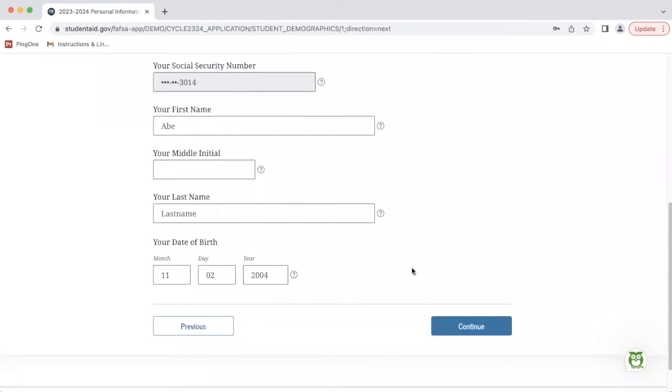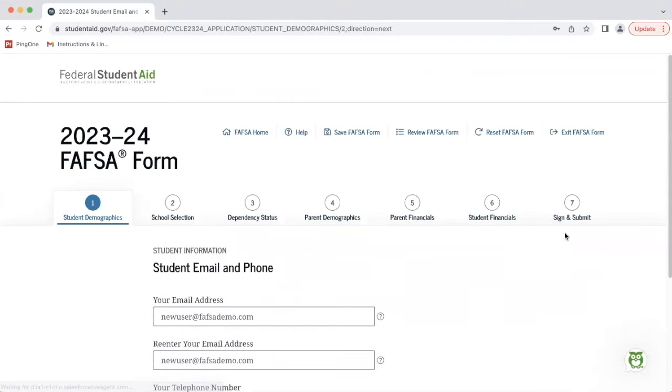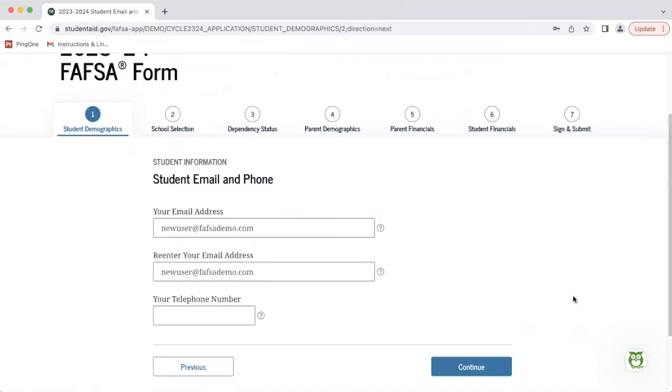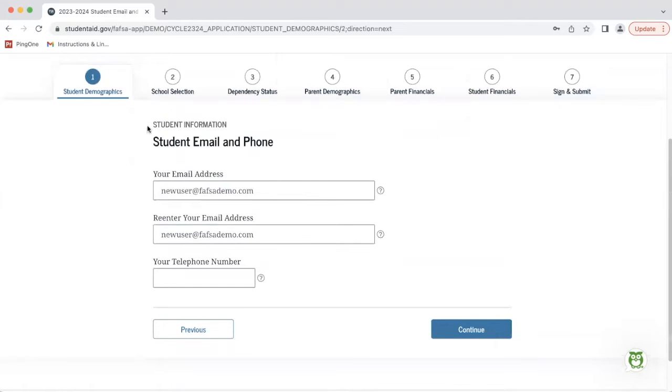Now, the beauty of using an FSA ID is a lot of this is already going to be completed for you if you logged in with that at the beginning. Again, I'm using some placeholder information based on the demonstration account. When you hit continue, it'll then ask you for student email and phone. All right. This is all so far talking about student information. Later on in the FAFSA, it will switch and ask for parent information.